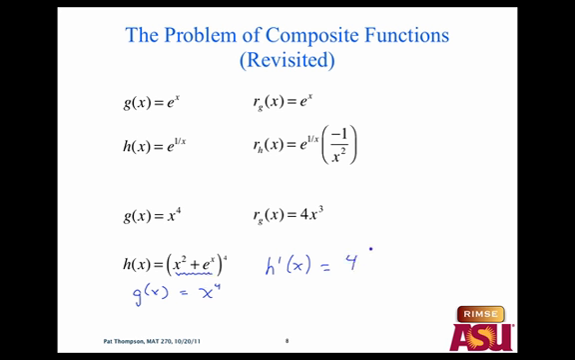So 4 times x squared plus e to the x cubed. Now times, and by the chain rule, we remember that we need the rate of change of the interior function. The rate of change of x squared is 2x. The rate of change of e to the x is e to the x.